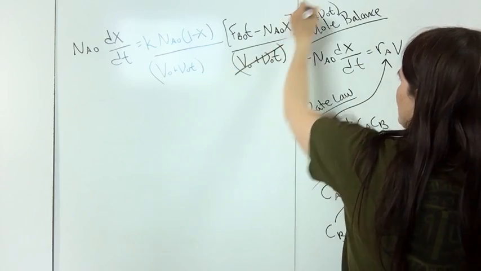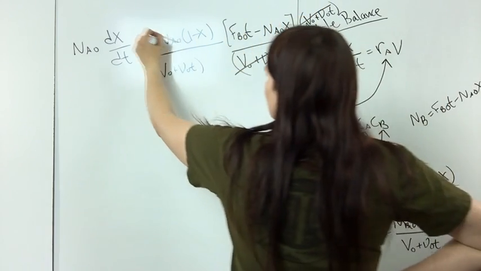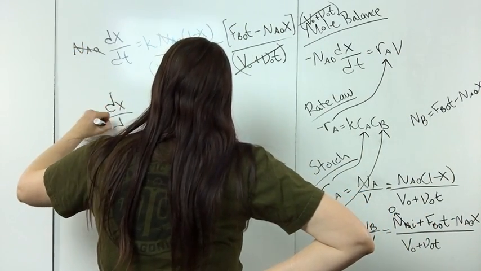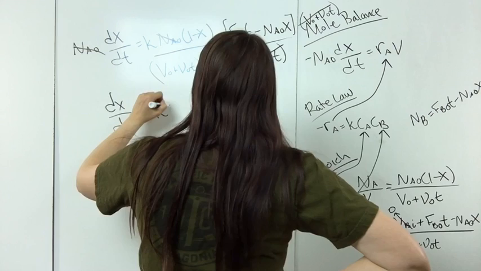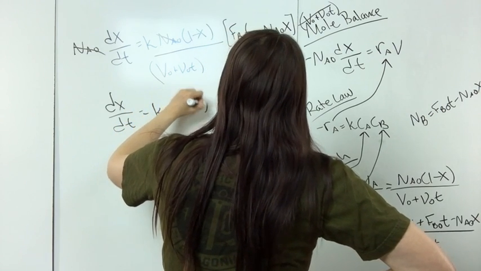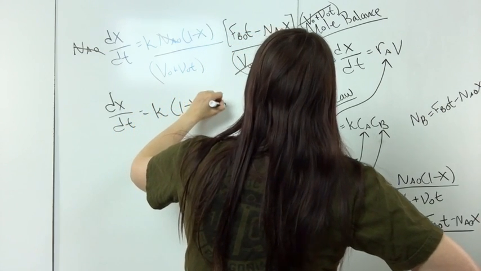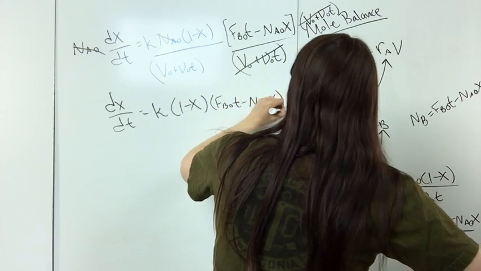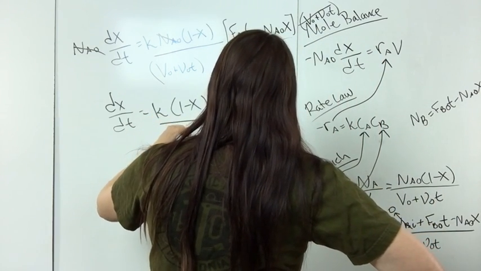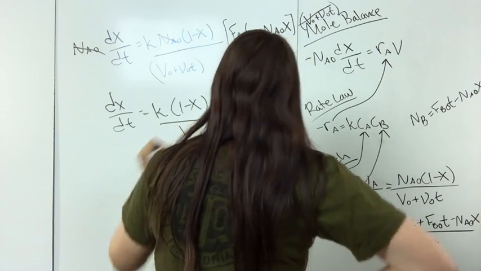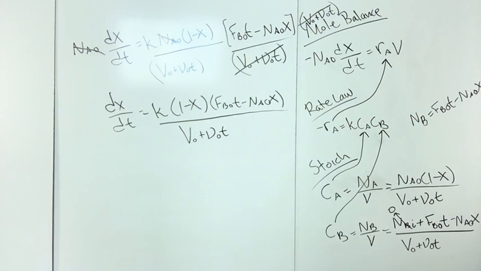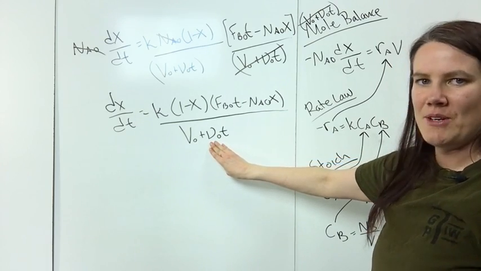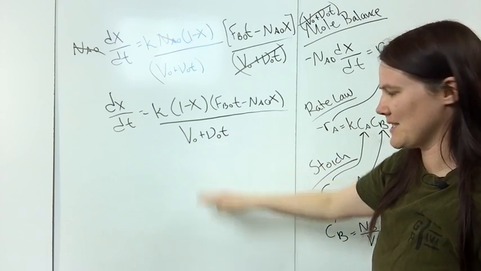So anyway, then you can cancel this, this, and you end up with dX/dt is equal to k times 1 minus X multiplied by FB naught t minus NA naught X over V naught plus v naught t. And also when you're writing this volume and the volumetric flow rate, just be really careful to write them so you can distinguish them.